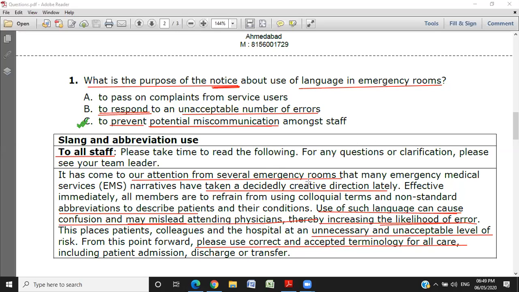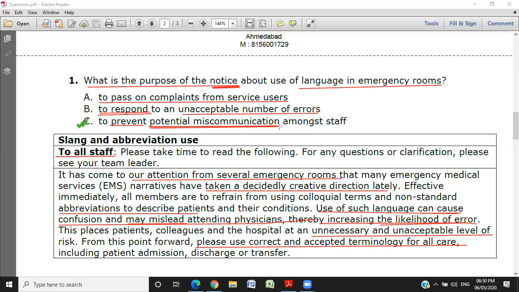So this is how you choose the answer. And again, it is to pass on complaints from service users. Again, it is not about complaints that have not yet been received. The problem hasn't occurred already. They are worried that in future it may occur if this kind of language is used. So that is why it is to prevent potential miscommunication amongst staff, right?